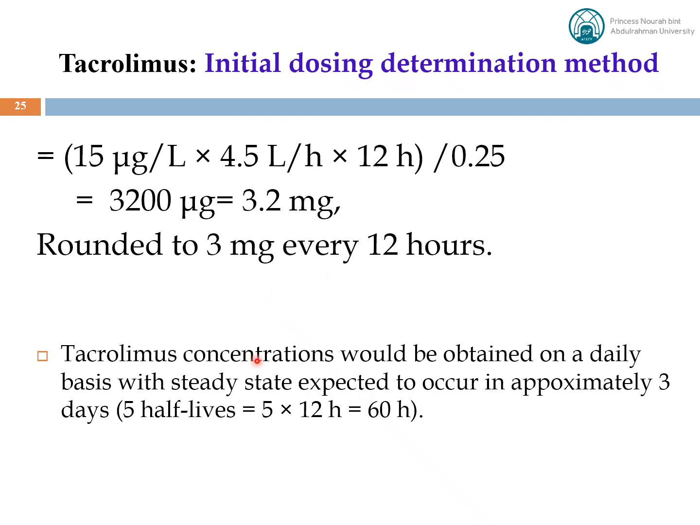So the tacrolimus concentrations would be obtained on a daily basis, with a steady state expected to occur in approximately 3 days, 5 half-lives, which will equal 5 by 12. This will equal 60 hours.